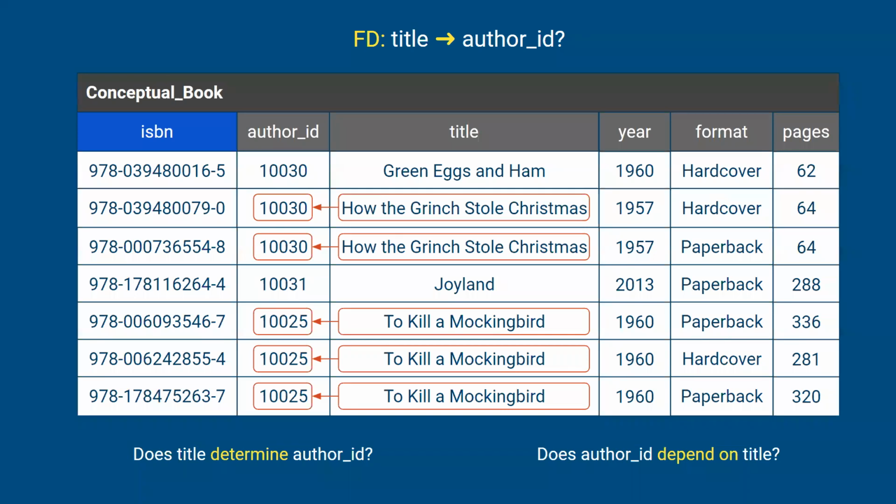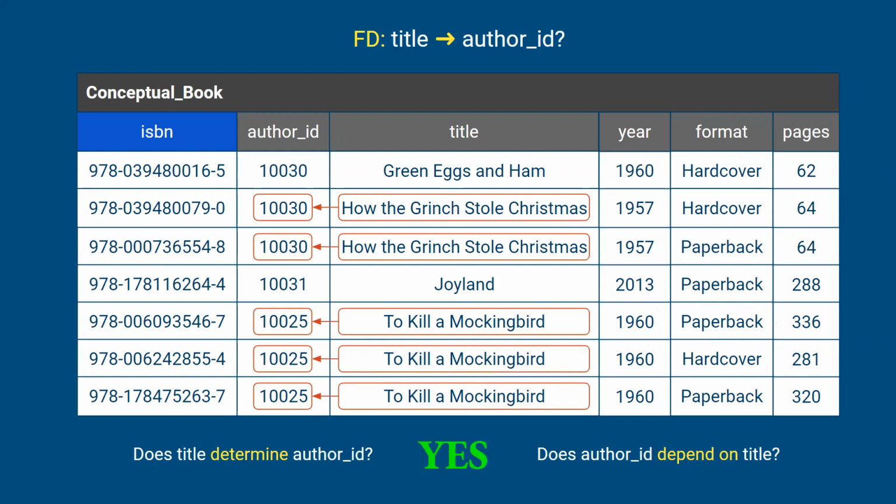We've got 3 different copies of To Kill a Mockingbird. These are 3 different conceptual books, meaning that they have different numbers of pages. Some are hardback, some are paperback, and we can have multiple physical copies of each one of those. That's okay. So, does title determine author ID?